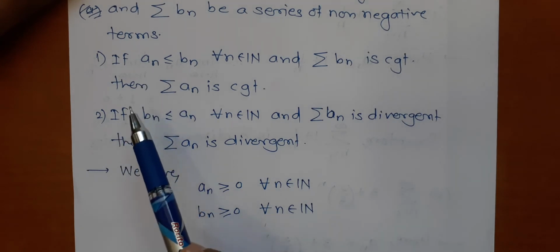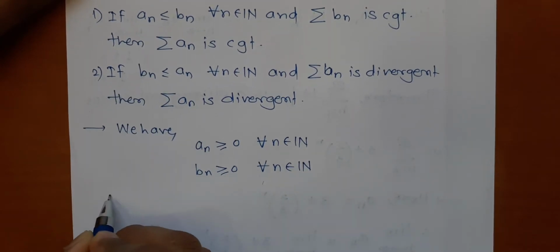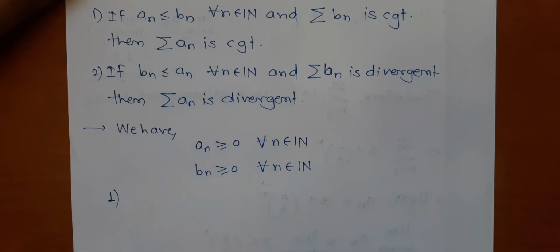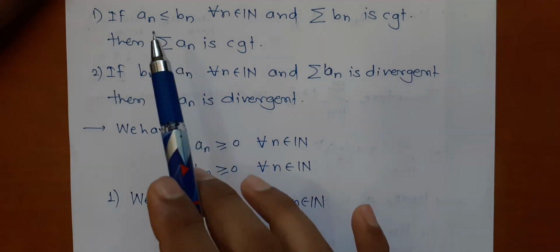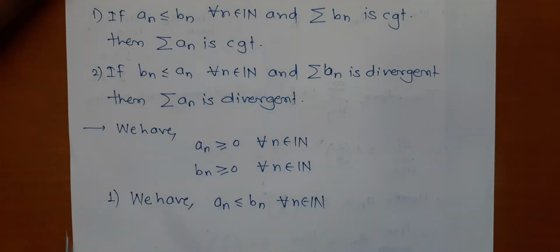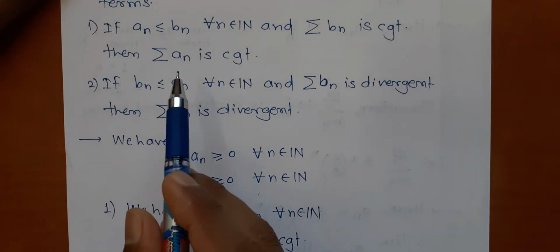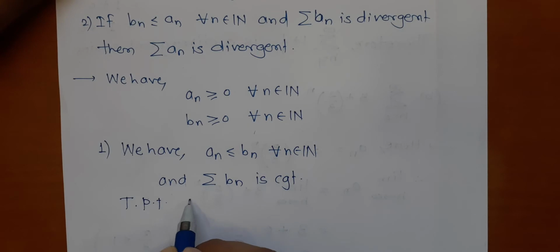So two statements are there. I will start with the first statement. What is the given information? We have, the first information, a_n less than or equal to b_n for all n belongs to the set of natural numbers, and the second information, summation b_n is convergent. After that I will write what we have to prove. We have to prove that summation a_n is convergent.